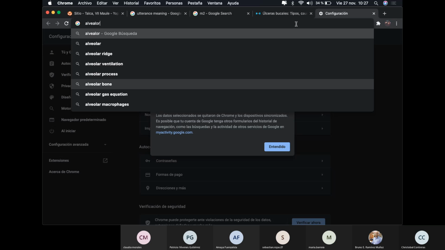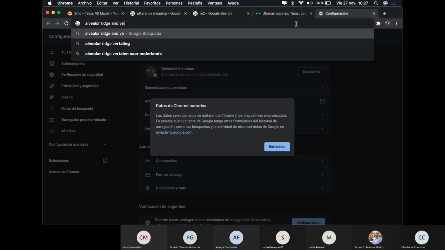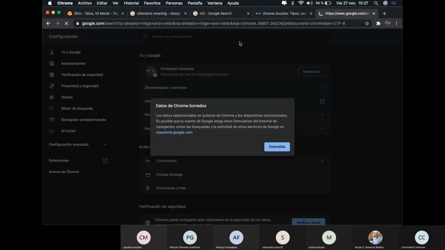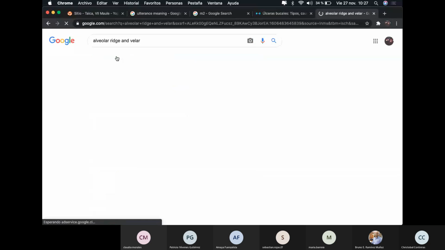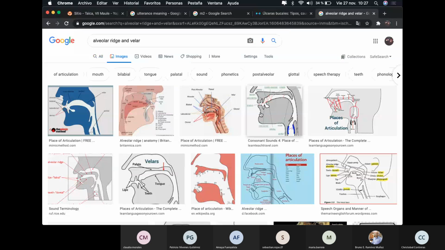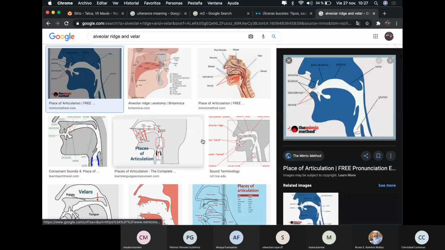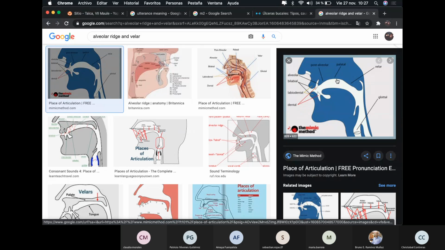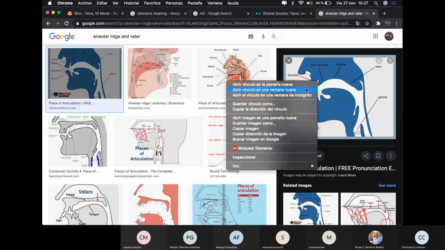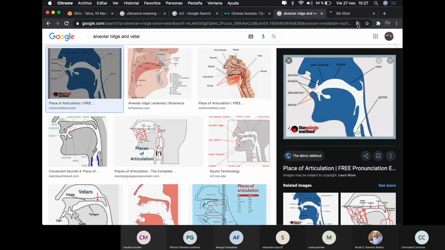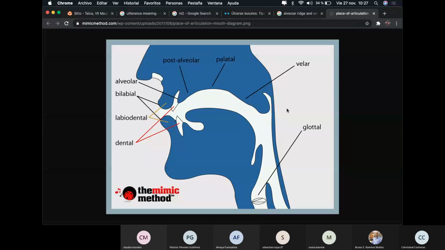The alveolar ridge is right above the upper teeth, right? We have the upper teeth and the bottom teeth, right? So behind the upper teeth is the alveolar ridge. When you say, for example, t or d, your tongue touches the alveolar ridge. And the other part is the velum, which is in the back. When you say, for example, k or g, that's your velum.